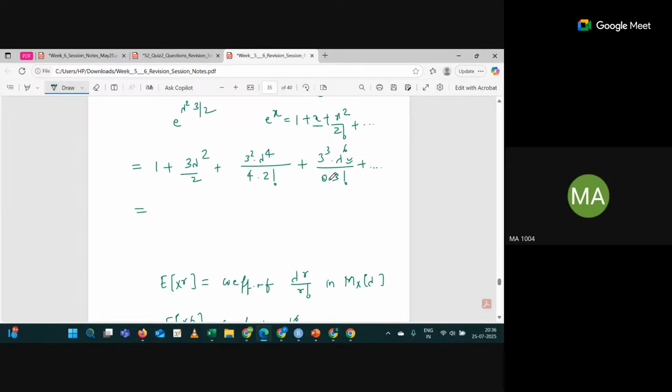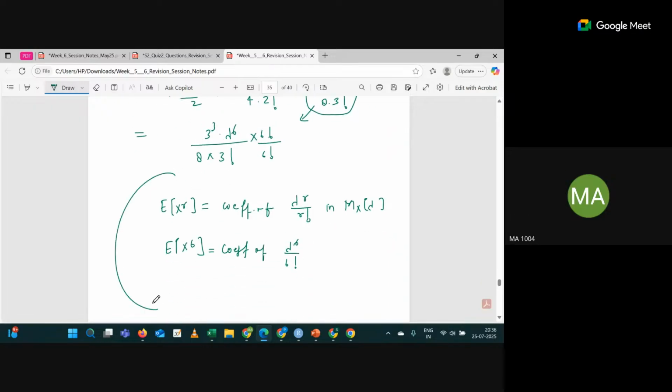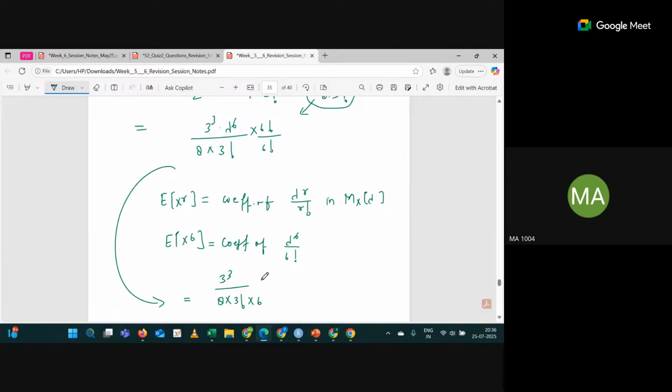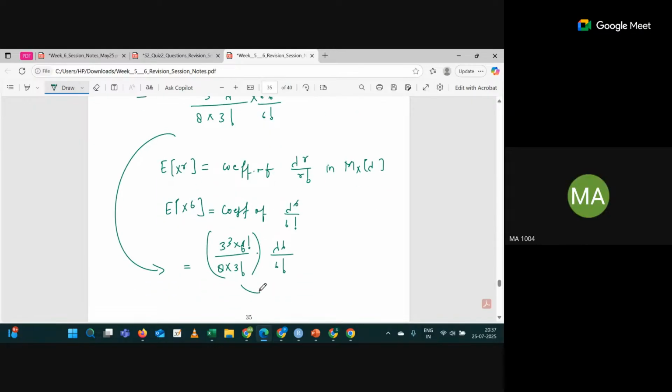Lambda raised to the power 6 you have. How can you find the 6 factorial? Let's focus on this term. So this is 3 raised to the power 3 into lambda raised to the power 6. So to find the 6 factorial, what else do I have to do? Very simple approach. Just multiply by 6 factorial and divide by 6 factorial, right? So what is the quantity you will now have? 3 raised to the power 3 divided by 8 into 3 factorial, and the numerator part will be 6 factorial. Now I can write lambda raised to the power 6 divided by 6 factorial separately. Yes or no? Yes. So now just solve this. This is the sixth moment.